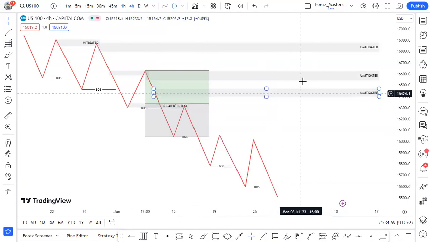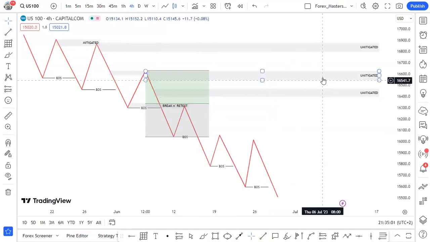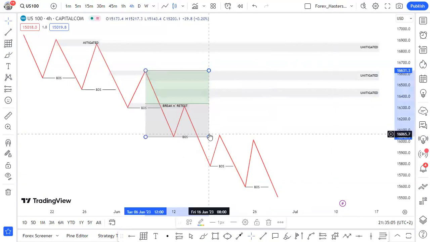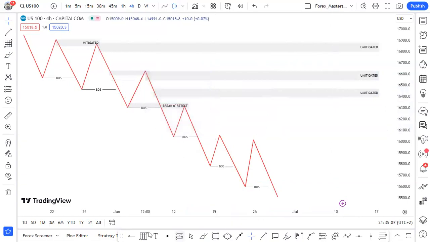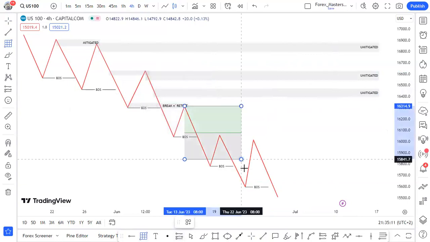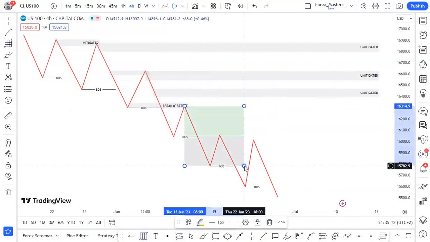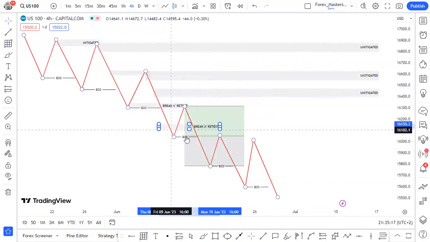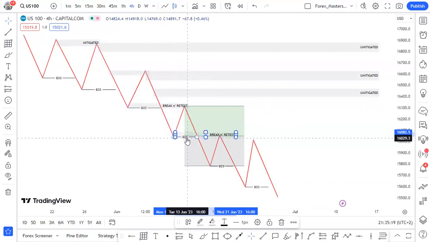Okay, so we have the extreme and also the decision. And again, the same thing happens, where we see another break and retest. So again, we pull our gun box right here. And again, we have the same situation right here where we see a break and a retest.